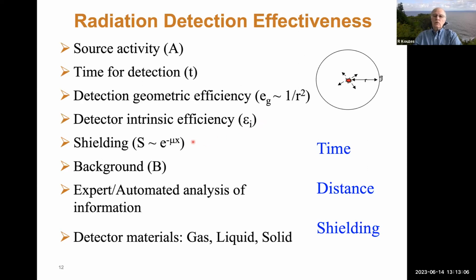Our detectability then depends upon shielding. If we put shielding between the source and the detector, that's going to reduce our ability to detect that source. And then there's background. As I mentioned, we have to have the statistics in our signal to see the signal above whatever background is present. So that's an important parameter. And finally, there's either an automated or an expert analysis that has to take place to say what this source is or the fact that we have detected something. So we're going to be talking about detector types, and detector types could be made of gases, liquids, or solids.